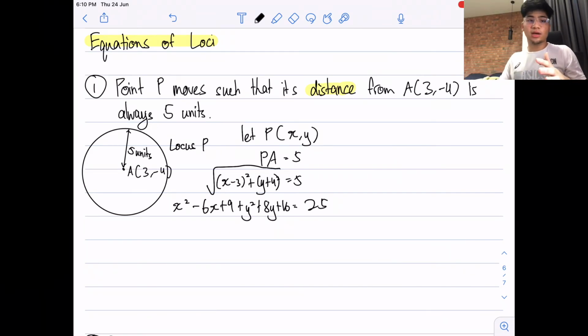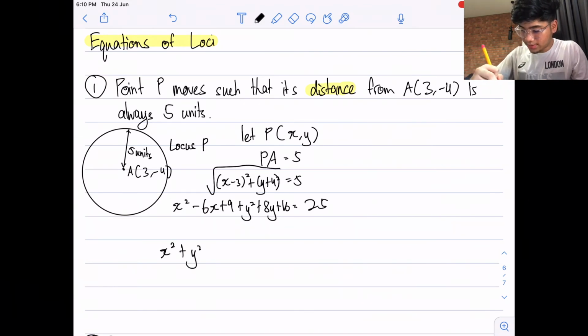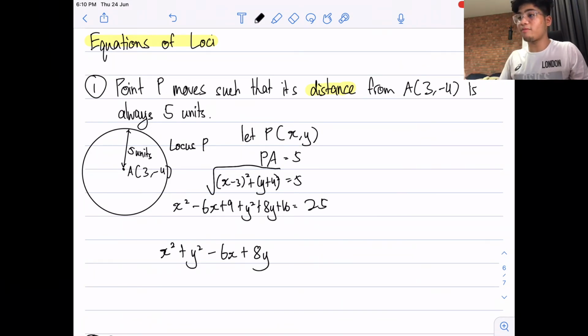Now, you have to make it look like a quadratic equation. Basically, bring everything to the left side, even all of the y. What you're going to be left with is x squared plus y squared minus 6x plus 8y plus 25 minus 25. Since it's plus 25, and then we bring over minus 25, it's going to be 0 again. So there is no power 0 unknown, and that's basically the locus of P.